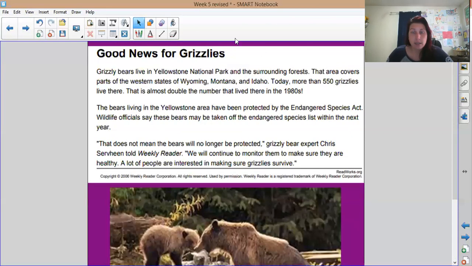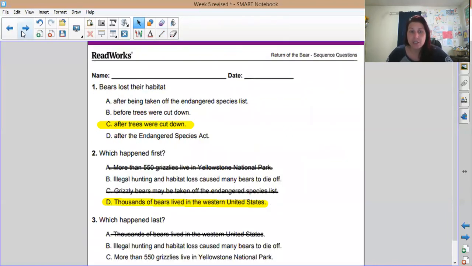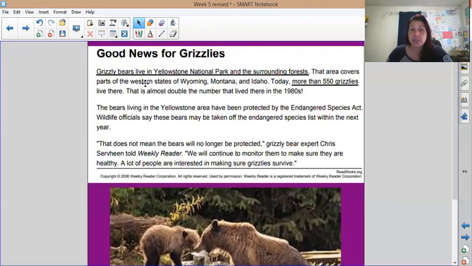And following that closely, they're telling us that grizzly bears do live in Yellowstone National Park. And then here they tell us that there are 550 grizzlies. So they kind of combine that into this answer, right? They're telling us that more than 550 grizzlies live there. This is where they live, Yellowstone National Park. So it is mentioned, it's just in two separate sentences. Here we see Yellowstone National Park. Here we see the population number.